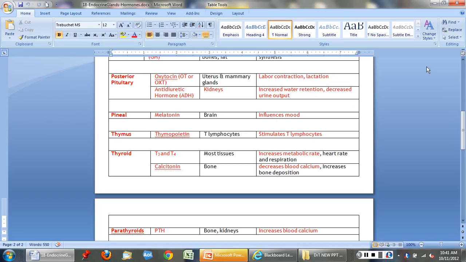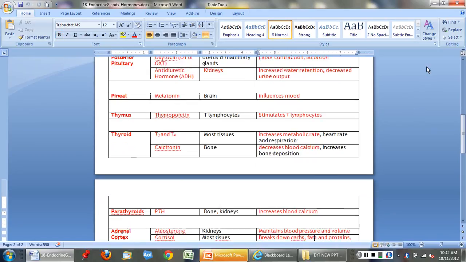Okay. And the thymus, you all saw the thymus produces thymopoietin. And it has an effect on the production of T cells. You micro students, y'all know about T cells. It stimulates the T lymphocytes.